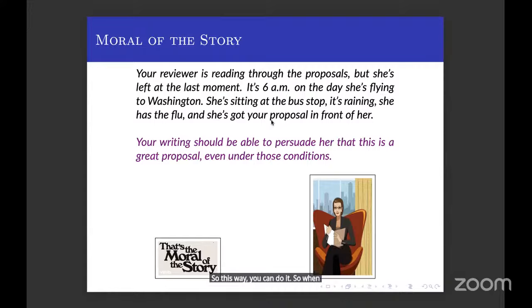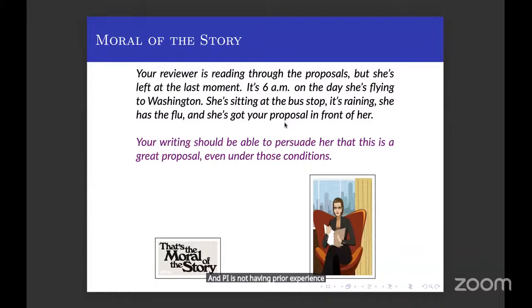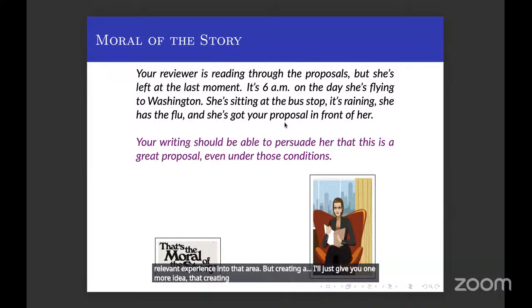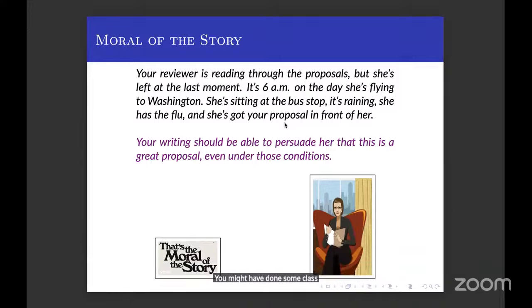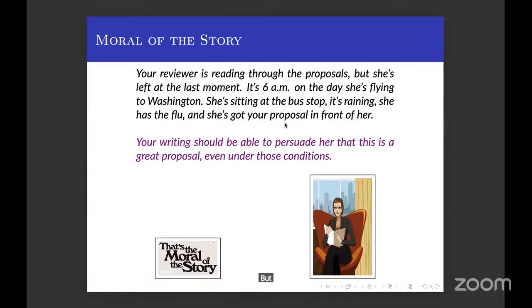So when the calls are on a specific topic and the PI does not have prior experience, try to match with a PI who has relevant experience in that area. But I'll give you one more idea: creating experience in that domain is very easy. You might have done some class work, some projects, or other things in that domain. If you are doing something in that, I think you are sufficient. But take additional people into the team and complement the complete work.